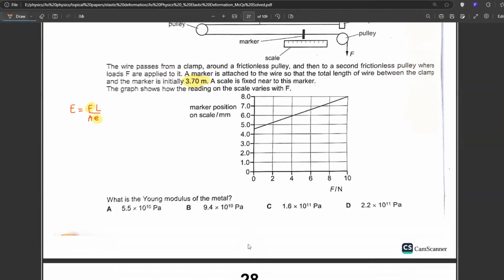You can take 2 points on the graph. Let's say the force is 10 when the extension is 8 millimeter, or when the marker is giving a reading of 8 millimeter, and the force is 4 Newton when the marker is giving a reading of 6 millimeter. So here the force is 4 Newton, here the force is 10 Newton. For an increment in force of 6 Newton, what is your increase in extension? 2 millimeter. Extension increases by 2 millimeter.